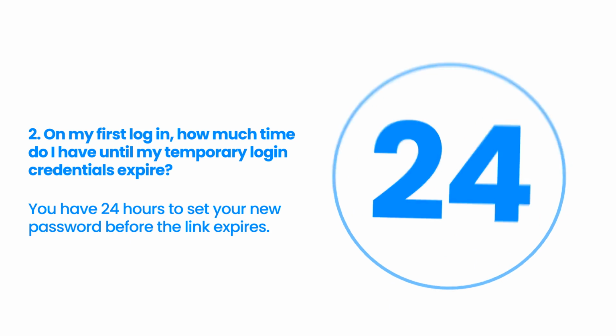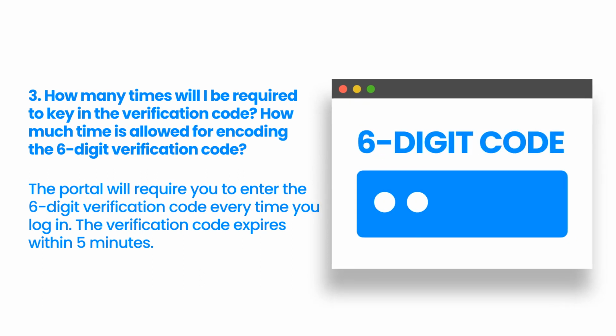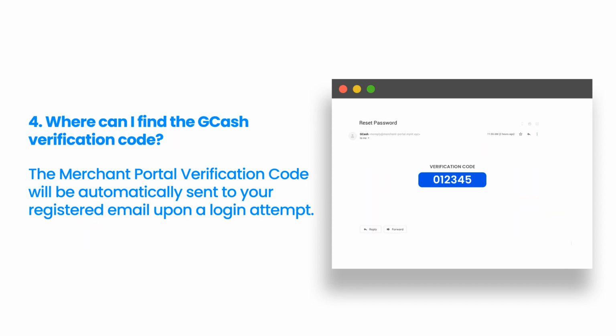expires. How many times will I be required to key in the verification code? How much time is allowed for encoding the 6-digit verification code? Portal will require you to enter the 6-digit verification code every time you log in. Verification code expires within 5 minutes. Where can I find the GCash verification code? Merchant Portal verification code will be automatically sent to your registered email upon a login attempt.